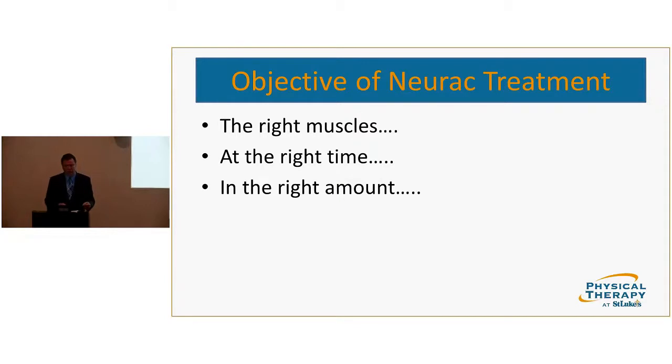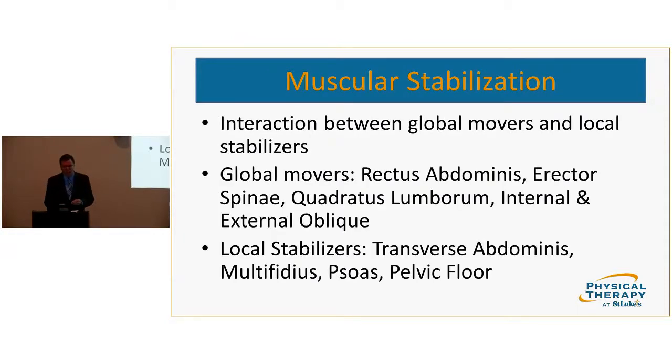All right. So the objective of Neurac treatment is to get the right muscles firing at the right time in the right amount. And what we try to do is facilitate the interaction between your global movers and your local stabilizers. Your global movers being the rectus abdominis, erector spinae, quadratus lumborum, internal and external obliques. Your local stabilizers, transverse abdominis, multifidus, psoas, and the pelvic floor.